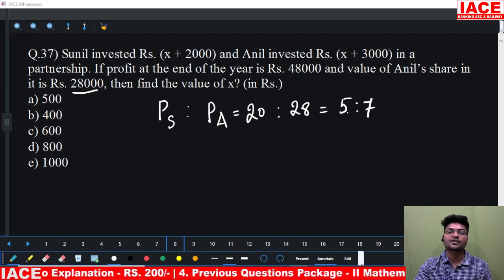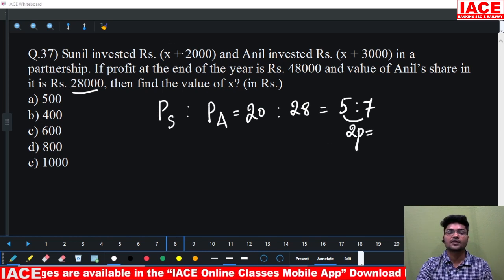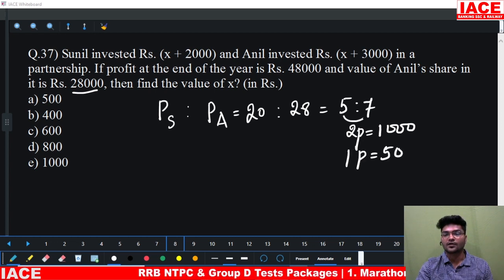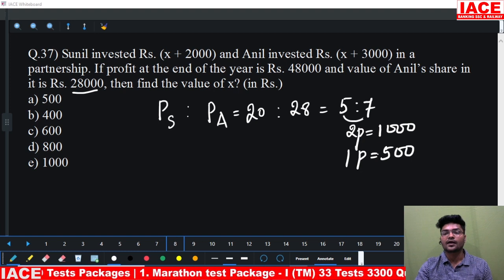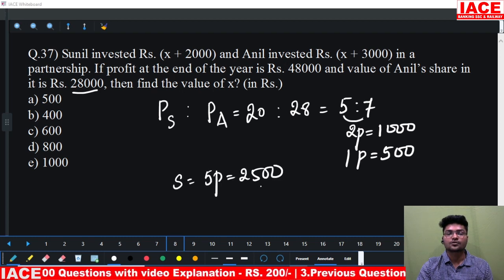Once I know that they have invested in the ratio 5:7, the difference in their investment and the difference in the number of parts will be the same. Difference in the number of parts is 2 parts. How much is the difference in their investment? X plus 2000 and X plus 3000. Difference in their investment is 1000. 2 parts is 1000, so one part will be 500. Once one part is 500, I can now easily calculate how much Sunil invested. Sunil invested how much? 5 parts. 5 parts means 2500. This 2500 is nothing but X plus 2000.